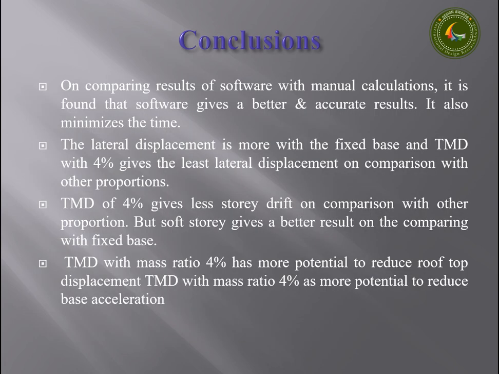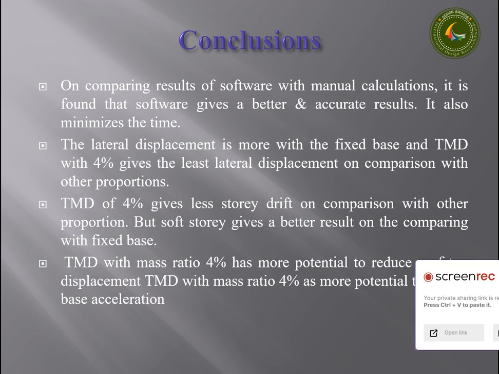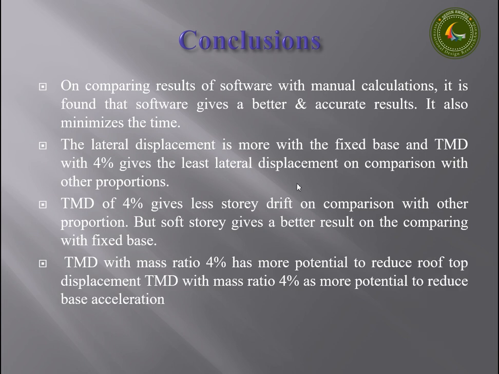So finally, from the results, I can conclude that from the comparison of the manual calculation with the software calculation, we came to know that our software gives a better and accurate result, and at the same time, it also minimizes the time. And then the lateral displacement is more in the fixed base. In order to control such displacement, if we introduce a tuned mass damper with a mass ratio of 4%, that TMD gives the least lateral displacement compared to any other mass proportions.